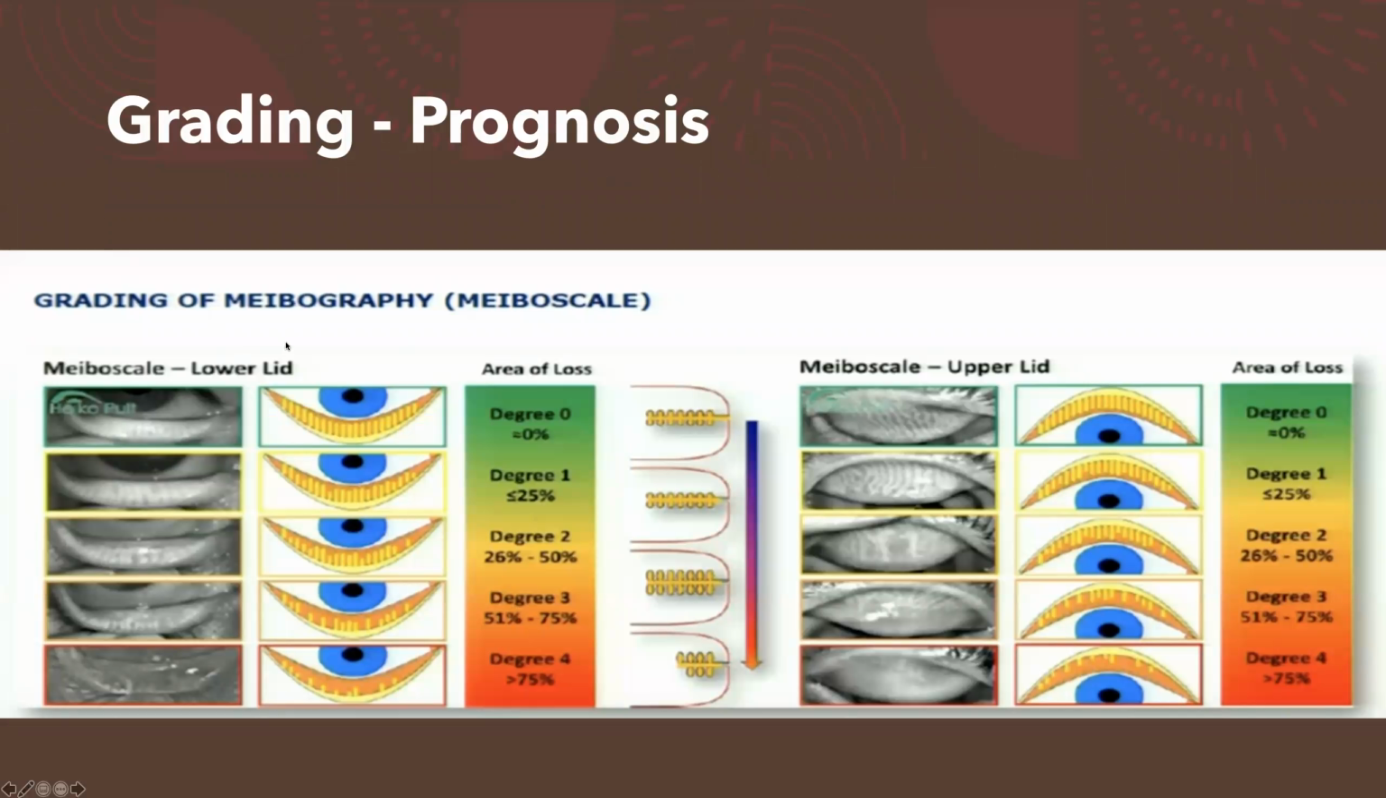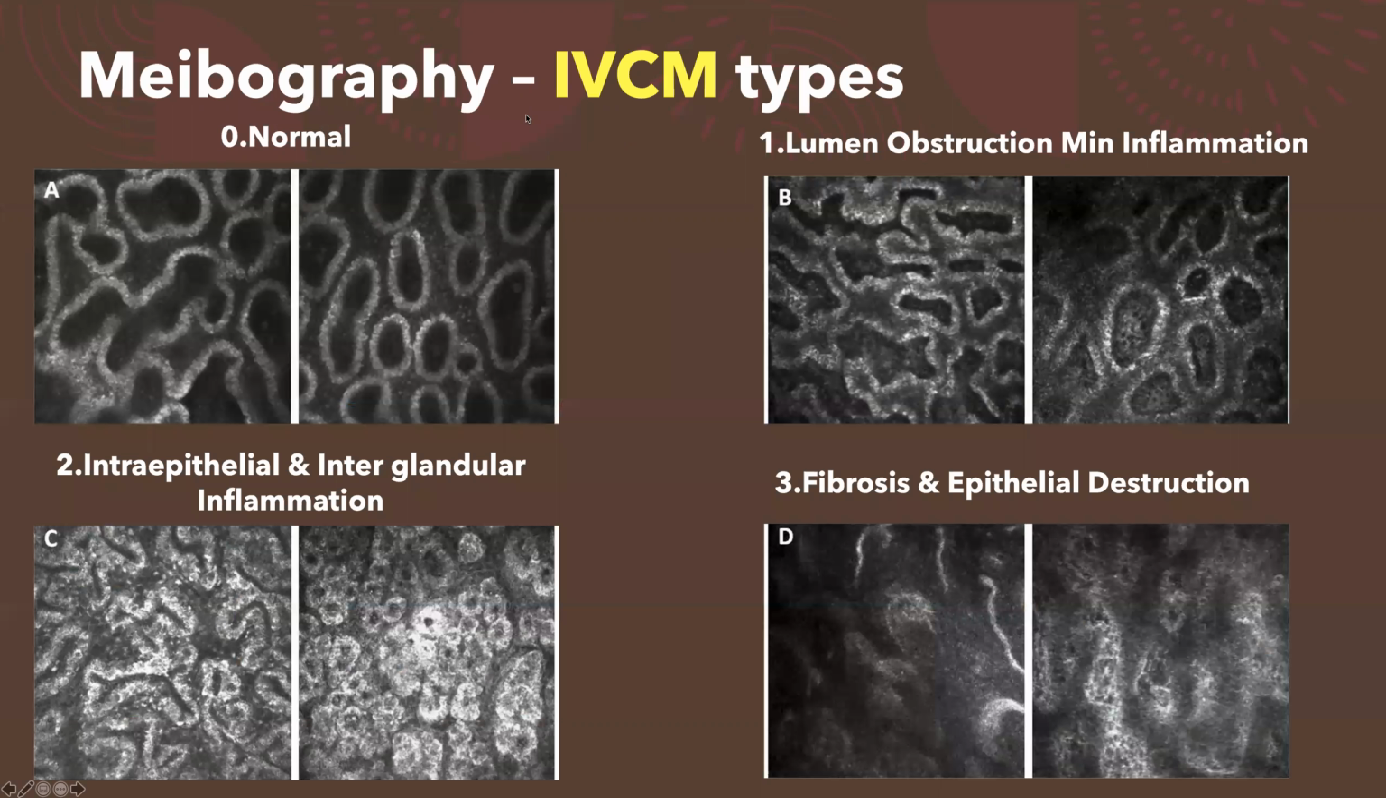Finally, once you get these images, most of the dedicated meibographers have this meibo scale built into their software. But if you are using any of the infrared light sources in other equipment, you can use this as a reference scale and see how much damage or area of loss there is in the lids. Now let's go a step further.